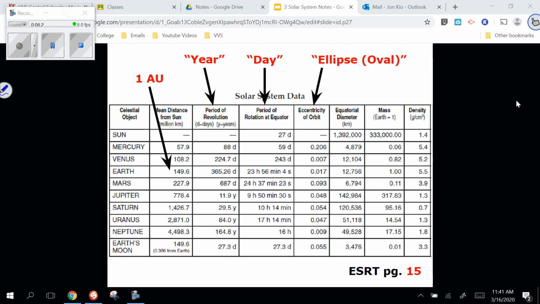And then finally you can see the densities. Our gas giants have a lower density than our terrestrials, and the lowest density is Saturn at 0.07. It has a density that's actually less than water.